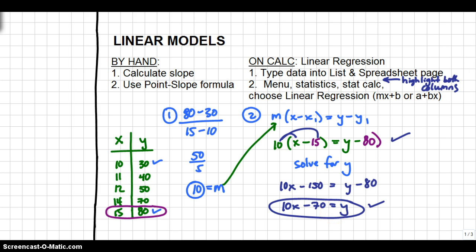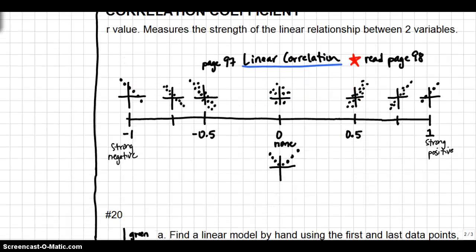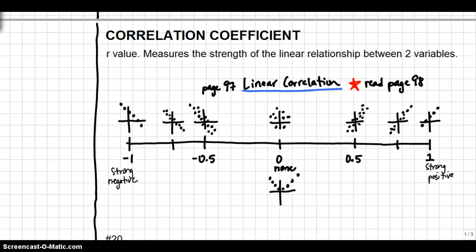The other thing that we're going to do today is talk about correlation coefficient. The correlation coefficient is measured on the calculator as the R value. It measures the strength of the linear relationship between two variables. I want to be real clear here that this is not the sum of the squared residuals, which we calculated yesterday. The sum of the squared residuals is a comparison between two models, and it helps you determine which of the two models is the better model.